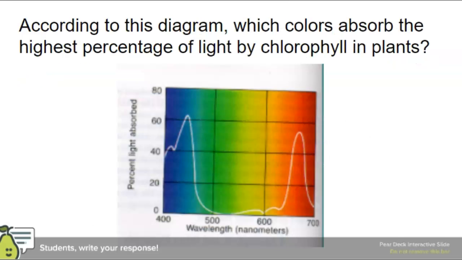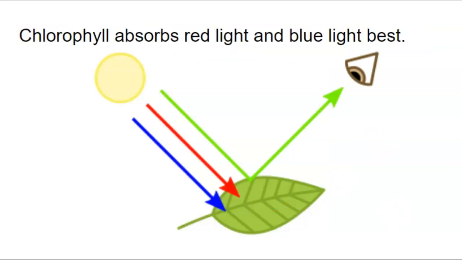We did an activity the other day and looked at what color light plants absorb the best. Here's a different way of looking at that. Look at this graph. This says percent of light absorbed and wavelength. So according to this graph, which color light do plants absorb best? You probably told me red and blue, and you would be correct, okay?